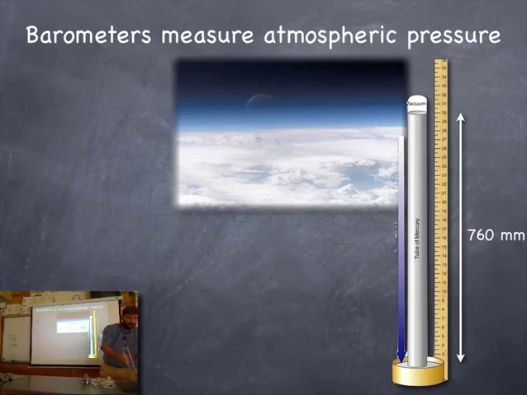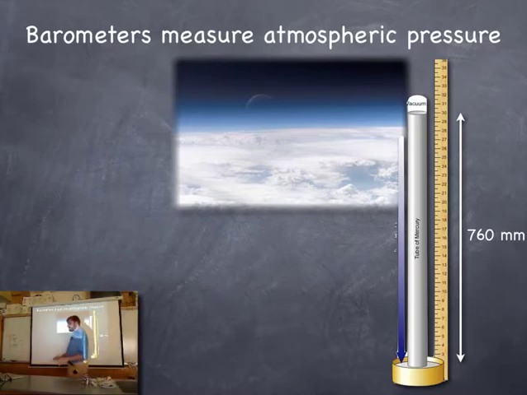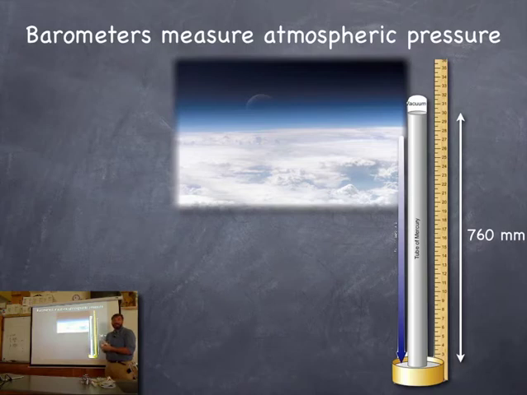That's so cool. Under normal conditions at sea level, the air pressure will support a column of mercury 760 millimeters high. As the air pressure changes, if a storm is coming or things like that, the column of mercury will fluctuate in height. That's how we measure atmospheric pressure. Okay?